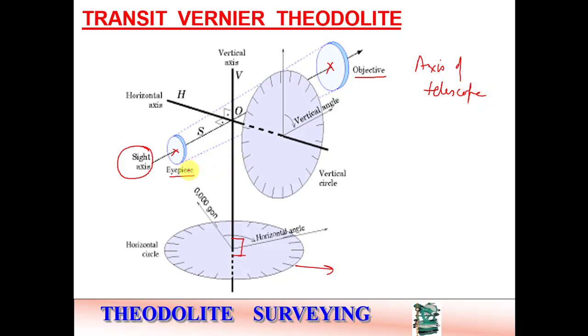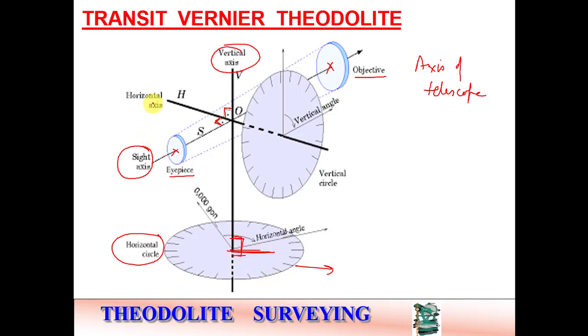And the line between the center of the diaphragm and the center of the object lens is known as your line of collimation. So these are the two different lines for your theodolite instrument, but these two lines are always perpendicular to your horizontal axis as well as your vertical axis. I already defined the vertical axis. What is your vertical axis? Vertical axis is the line passing through the center of your horizontal circle, and this line is perpendicular to your horizontal circle.